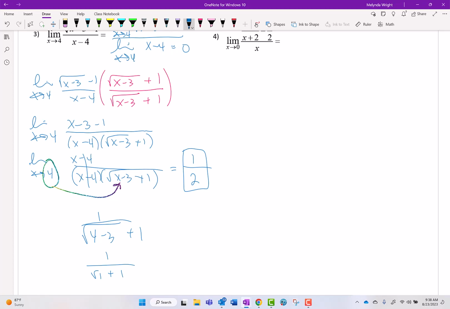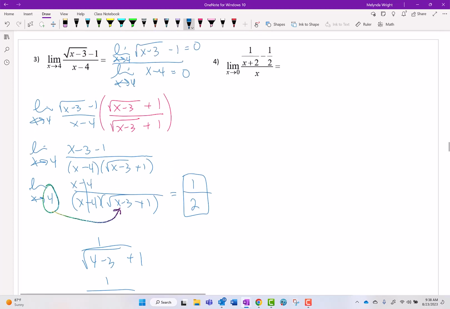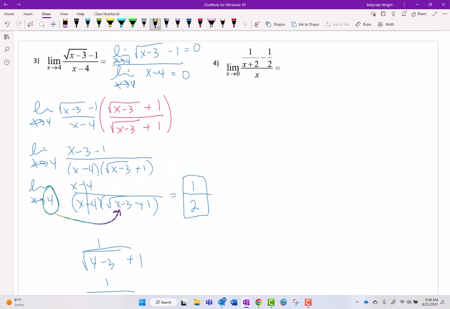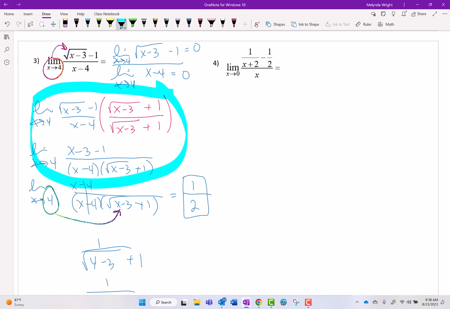Does that make sense? So what did we do at the beginning? At the beginning, we took this 4 and we substituted it in to see what happened. We got 0 over 0. We do our thing. This is our thing. This is what we did, right? We did that thing. Then we do it again. We take the 4, we substitute it in, see what happens. And we get a number this time. Yay. So we're done. Does that make sense?